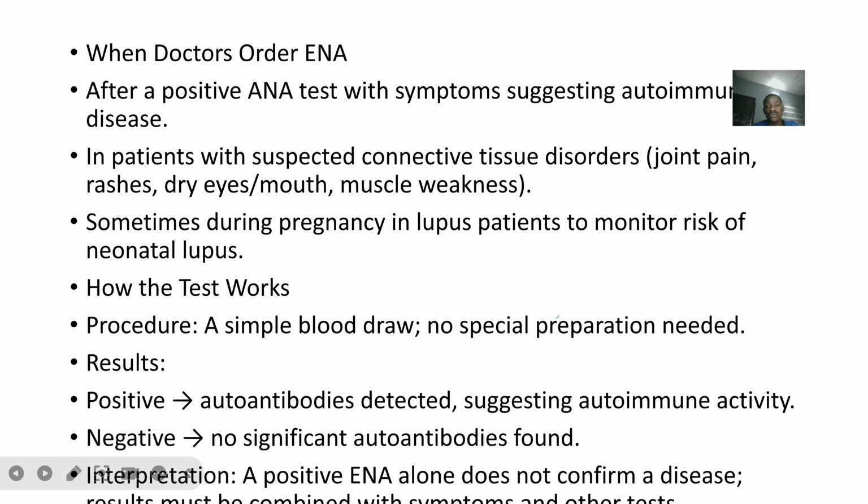So when we doctors want to order this test, it is if they suspect that you have an autoimmune condition, maybe you're having joint disorders, rashes, dry eyes, dry mouth, muscle weakness, anything suggesting that your body is fighting against itself. So how does it work? They collect your blood, a simple blood draw, with no special preparation. If it is positive, it shows that autoantibodies are detected. If it is negative, it shows that there are no autoantibodies in the system. So a positive test will show that there is an autoimmune disease.